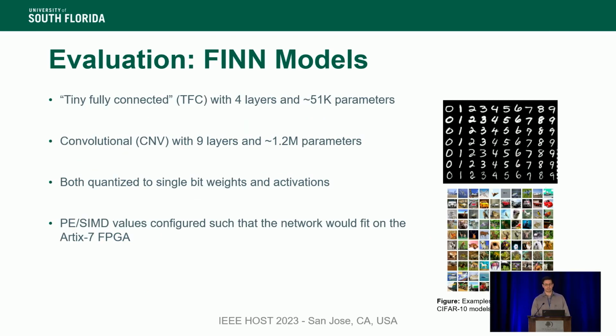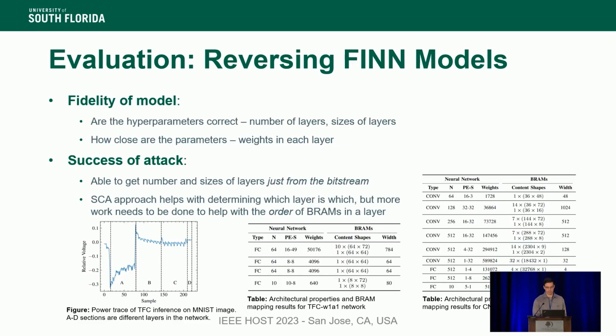So we evaluated using two different networks that were generated by FINN, a fully connected and a convolutional. Both of them are quantized to single bit activations and weights. And so for the evaluation, we want to look at the fidelity of the model. Are the hyperparameters correct? Do we have the correct number of layers, sizes of layers? And how close are the parameters, like the weights in each layer?